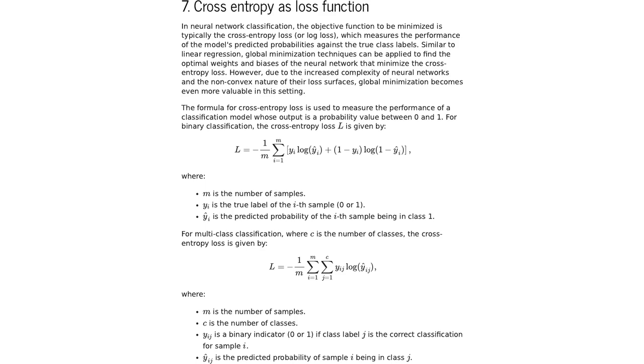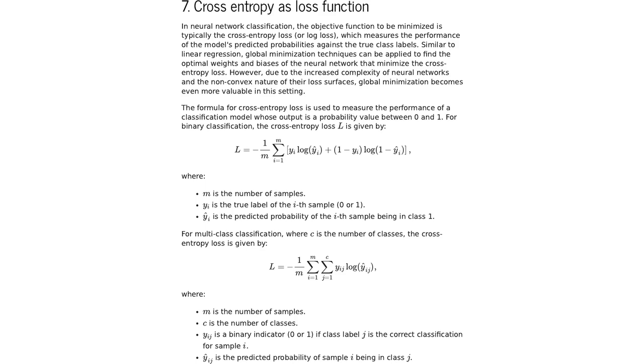To train a network, we need a way to measure its performance. And this is where the loss function comes in. For classification problems, the most common choice is the cross-entropy loss. This function quantifies the difference between the model's predicted probabilities and the actual true labels.